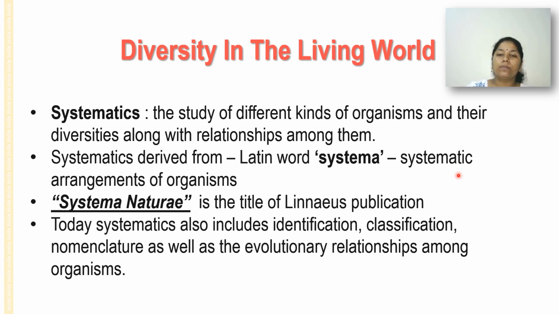Systematics is derived from the Latin word systema, which means a systematic arrangement of organisms. Systema Naturae is the book published by Carolus Linnaeus, and it contains 5900 plants. Today's systematics includes identification, classification, nomenclature, as well as the evolutionary relationship among organisms. That is a very important point; you can see this kind of question, which is why I added it here. Binomial nomenclature was proposed by Carolus Linnaeus, who is known as the father of modern taxonomy.